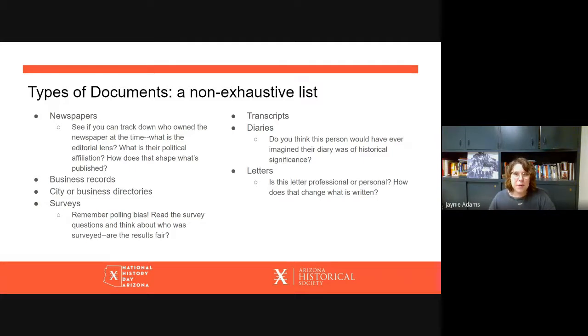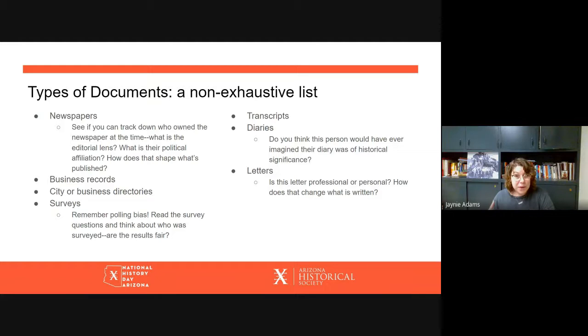A really good example is that a lot of the newspapers in Arizona were owned by mining companies. So if there's a labor conflict within the mine, do you think that the newspaper is siding with the striking miners or with the mining company? You can learn that information by understanding who actually owns the newspaper.